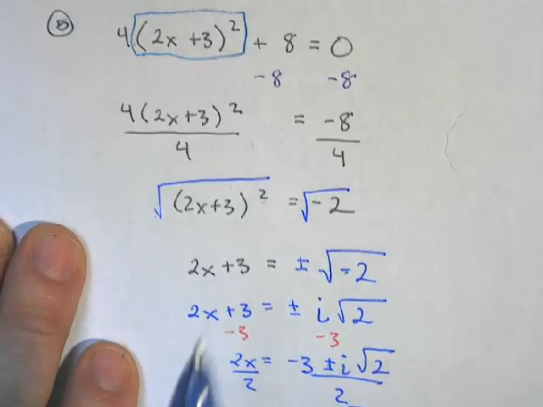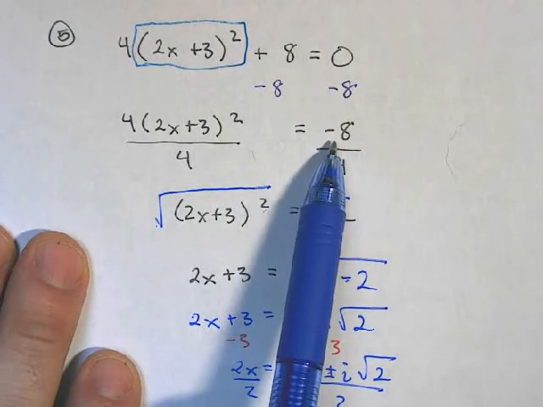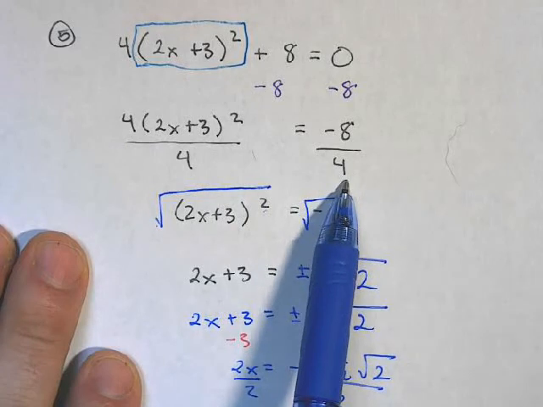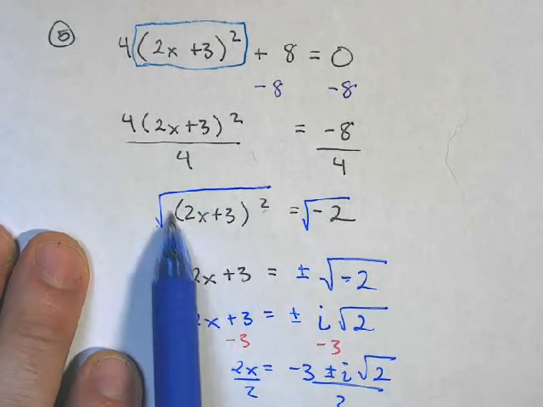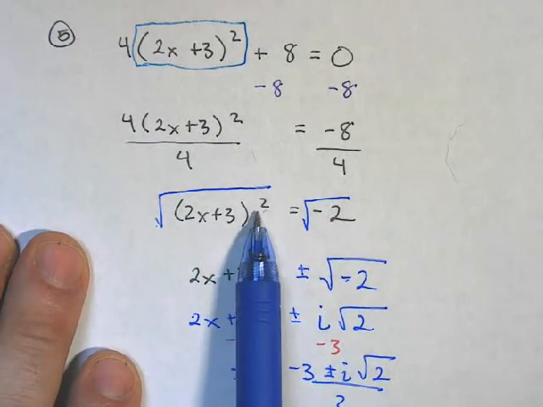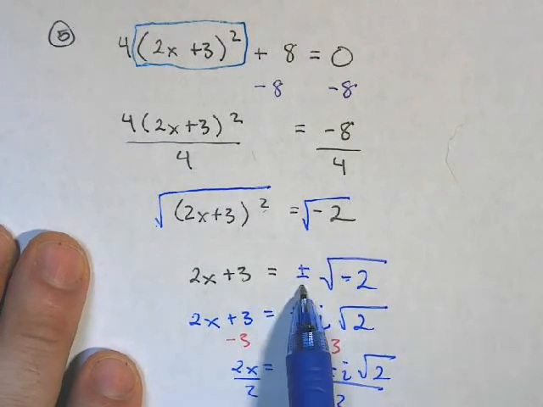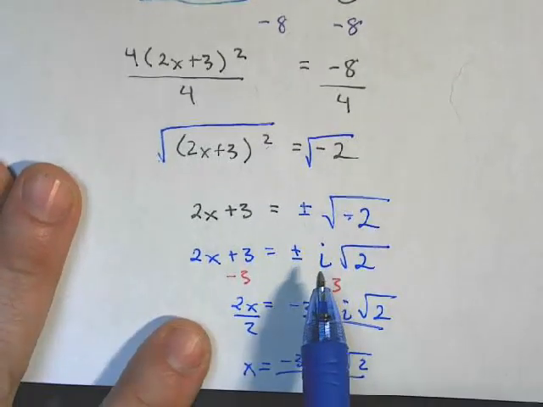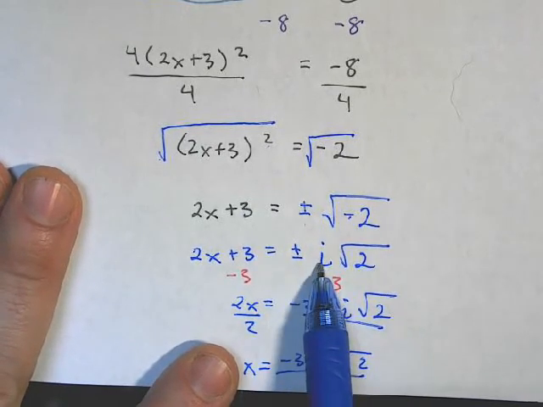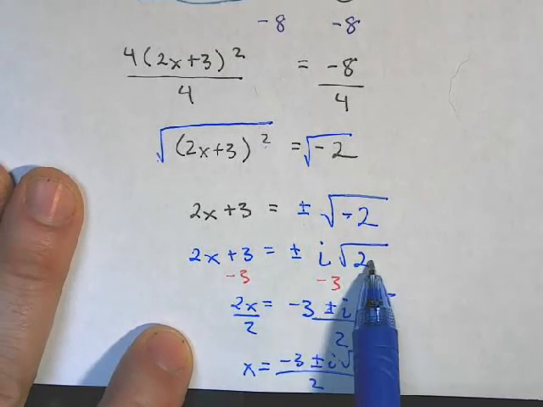Okay, so to recap, first we isolated the square, subtracting 8 from both sides. And then we're still isolating the square, so we divide both sides by 4. Now that the square was isolated, this is where we take the square root of both sides. So the exponent 2 disappears. And then on my right-hand side, the plus or minus symbol pops out. Now I have a negative underneath my square root, so that negative becomes our i. And I have 2x plus 3 equals plus or minus i root 2.